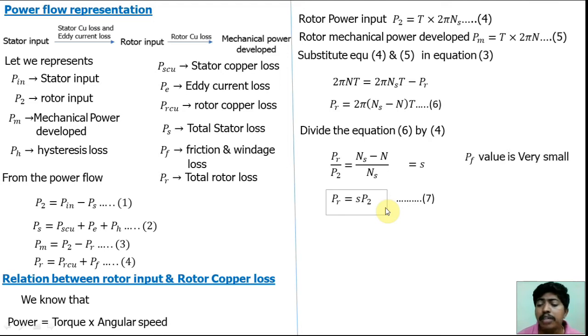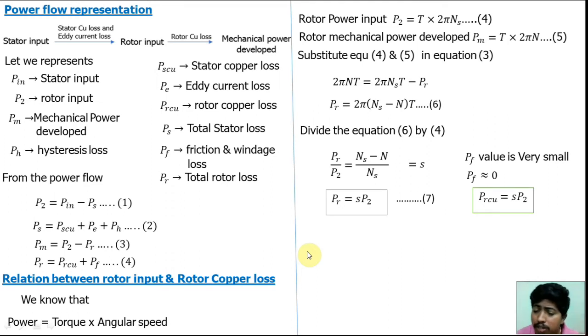PF, the friction and windage loss value, will be very small. So PF is approximately equal to 0. So now, if the friction loss value is equal to 0, the total rotor loss is very close to the rotor copper loss. So PRCU is equal to S into P2. This is the relation between the rotor input and rotor copper loss.